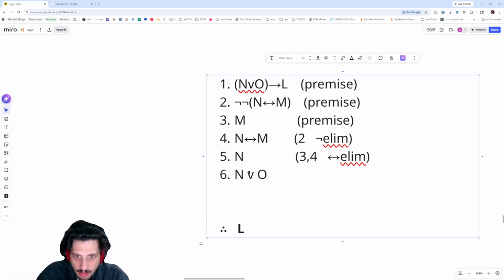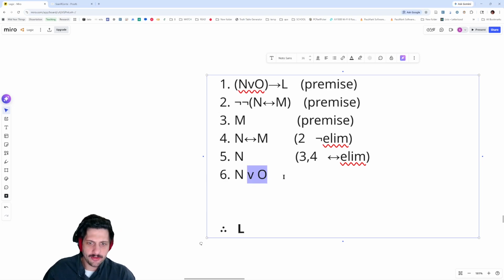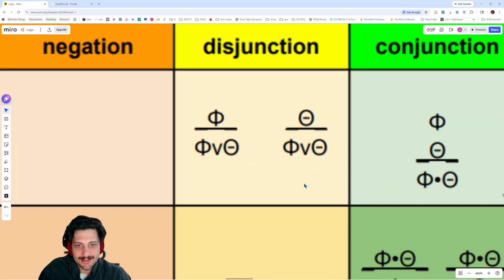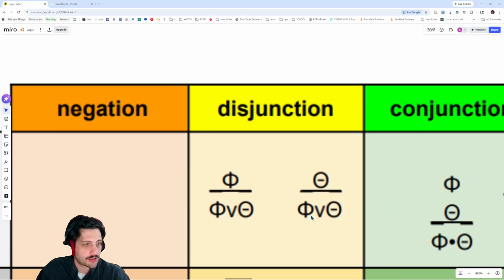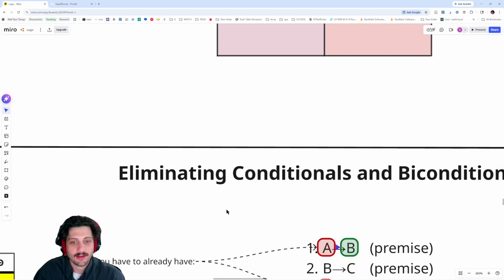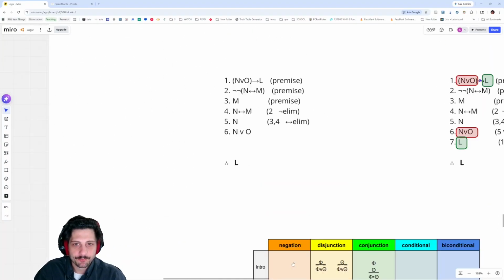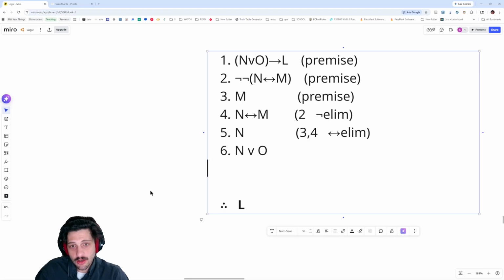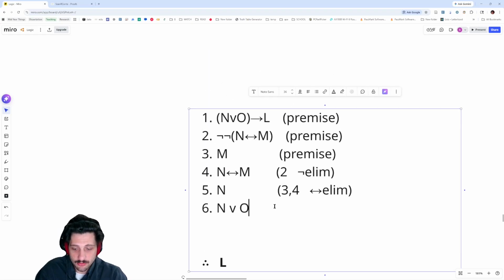And why am I allowed to just add on this or for free? Well, because again, this is why it's so important to internalize these rules. That's exactly what disjunction introduction is all about. That's the whole point, is that I had N, and so I know if N is true, well then either N or O is true, right? That was the whole point, right? So down here, because I know N is true, I'm going to say, oh, well then I know either N or O is true, right?